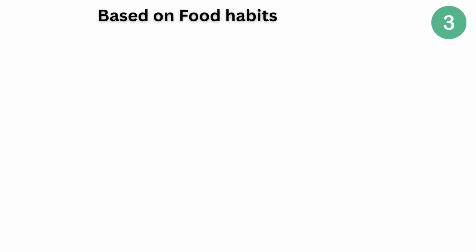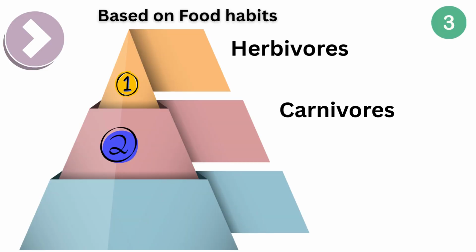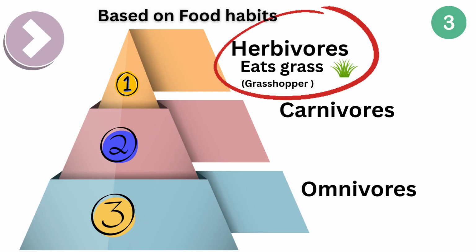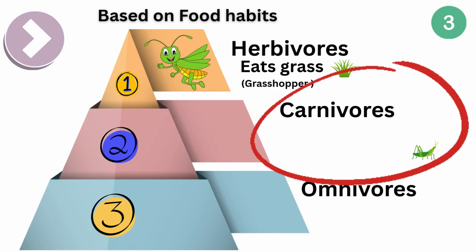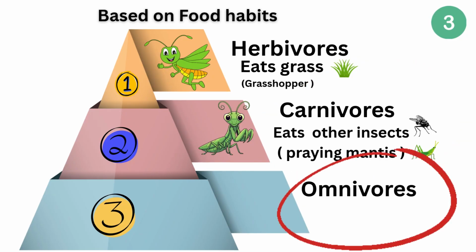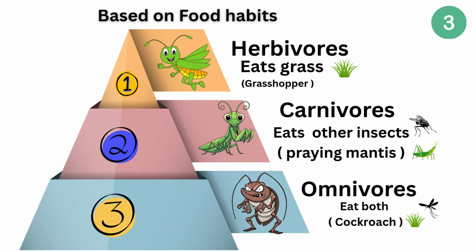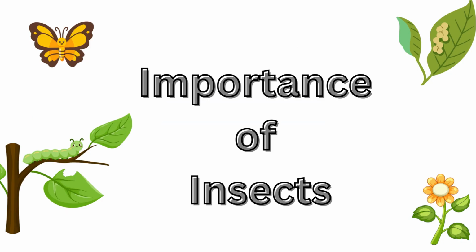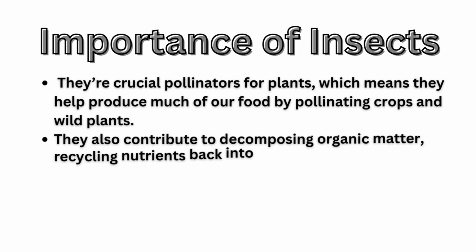Next is based on food habits: herbivores, carnivores, and omnivores. Herbivores eat plants, like grasshopper. Carnivores eat other insects, like praying mantis. And omnivores eat both, for example cockroaches. So today we learned what insects are, their body parts, and classification based on wings, life cycle, and food habits. Insects play a vital role in our ecosystems.